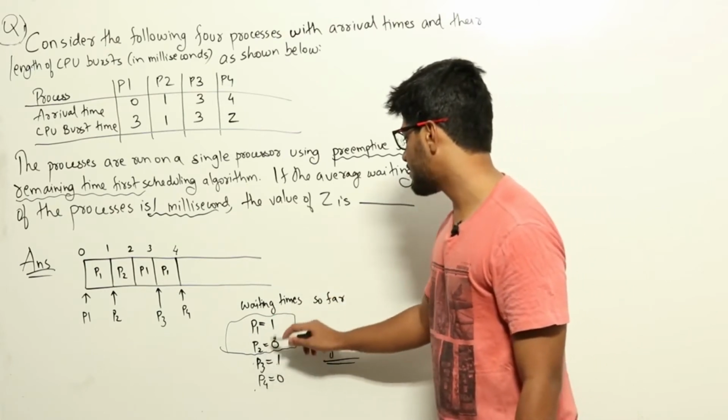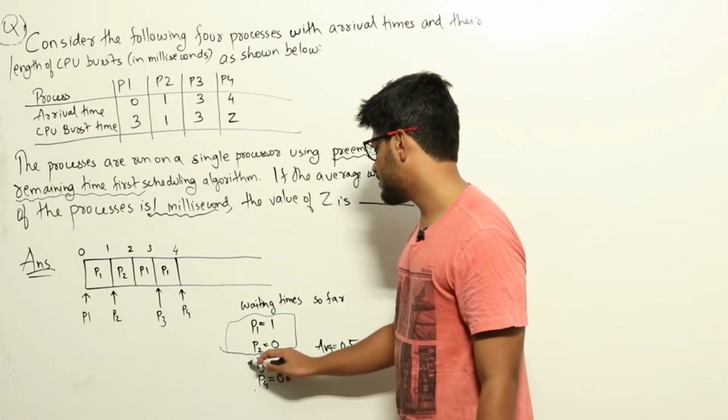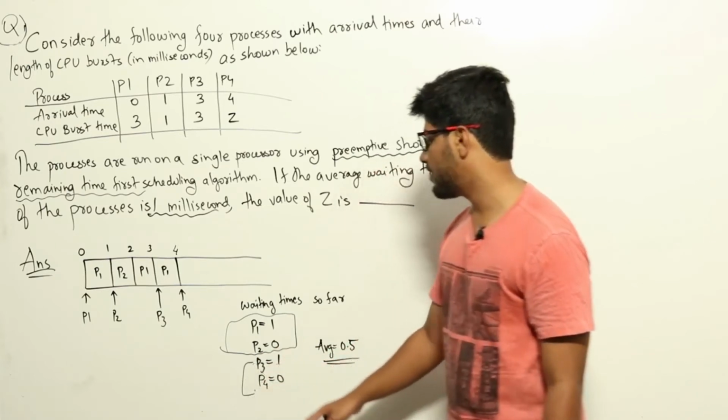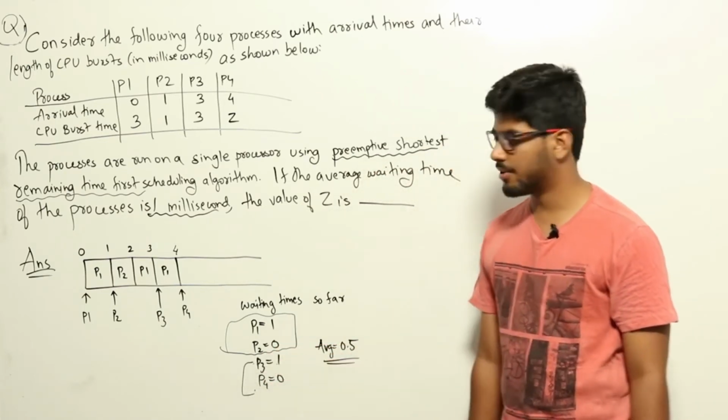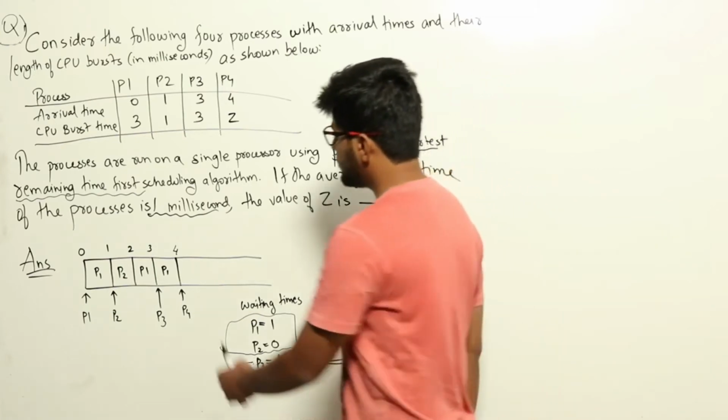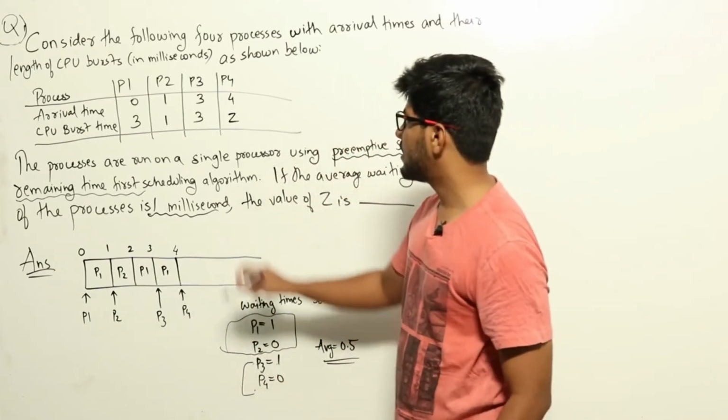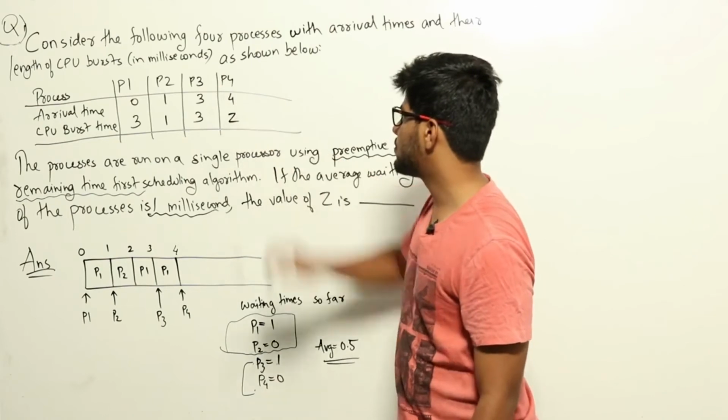P1 and P2 are fixed. P3 and P4 will change. So somehow we need to add 2 milliseconds of waiting time to processes P3 and P4. Now at this point we have two options. Either we can run process P3 or process P4.